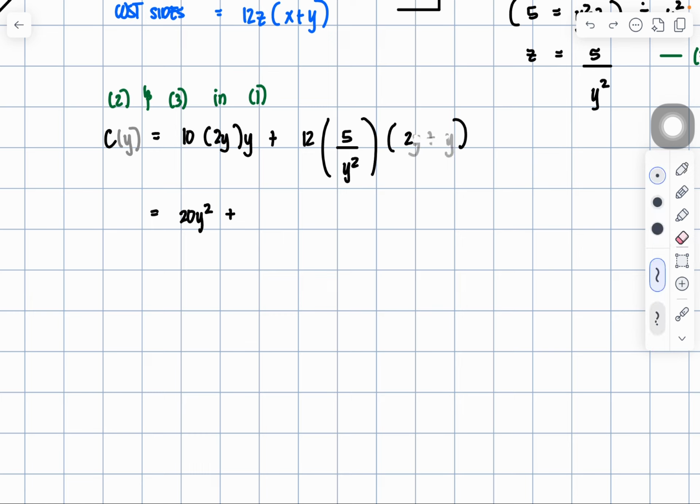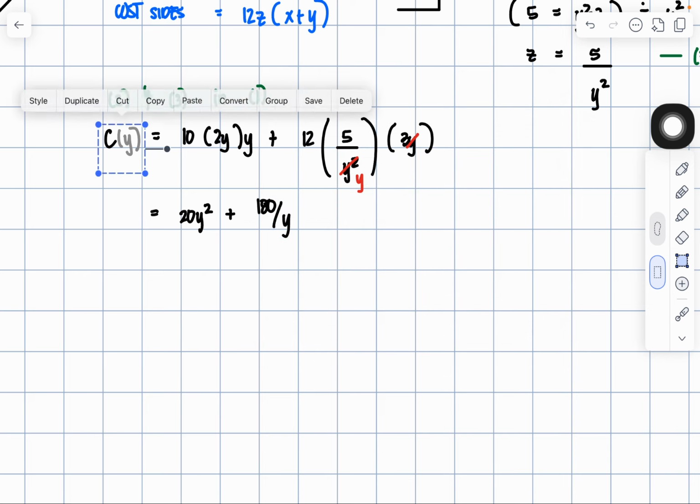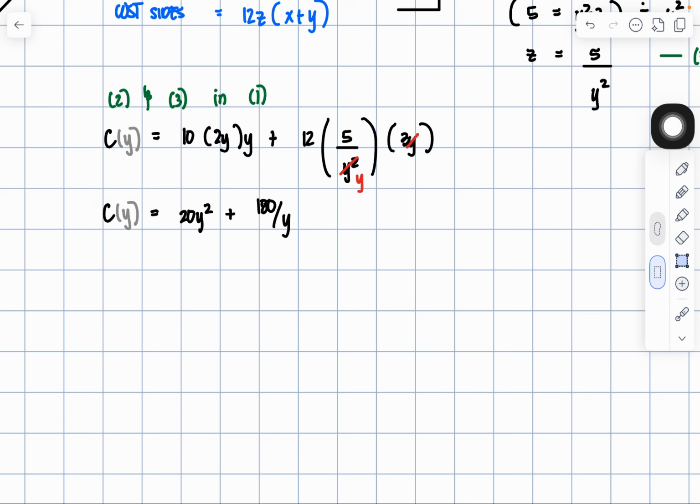So, palitan na natin to. Baka pwede ko nang ilagay as 3y. Ayan. And then, as you can see, may makakancel ka dito. Cancel, cancel. May isang y na matitira, no? And then, 12 times 5 times 3, if ilagay po sa calc yan, that would give you 180. So, you have 180 over y here. Okay, that is now your total cost in terms of y.